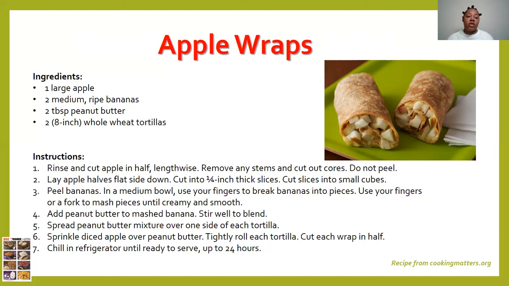And then after that, you want to lay the halves flat side down, and then you're going to cut them into thick slices, and then cut the slices into cubes. All right, and then you peel the banana, and in a medium bowl you're going to use your fingers to break up the banana. You can use a fork too to mash up the pieces until it's basically creamy or smooth. And then you add the peanut butter to the mashed banana, and you stir until it's blended very well. Then you want to spread the peanut butter mixture over one side of the tortilla, okay?